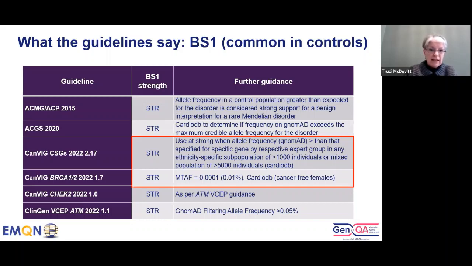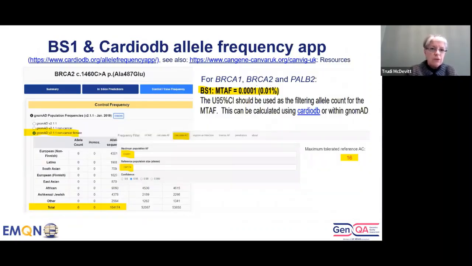The general cancer guidelines say it can be used at strong using CardioDB, and for BRCA1 and 2 specific guidelines, you can actually apply this maximum tolerated allele frequency figure that's been calculated for you at 0.001% and put this into CardioDB to be able to assess whether the numbers you're seeing on gnomAD qualify the use of BS1. And I'll show that in a little bit more detail after this. For CHEK2 and ATM guidelines, it can be used at strong with the threshold being greater than 0.05%.